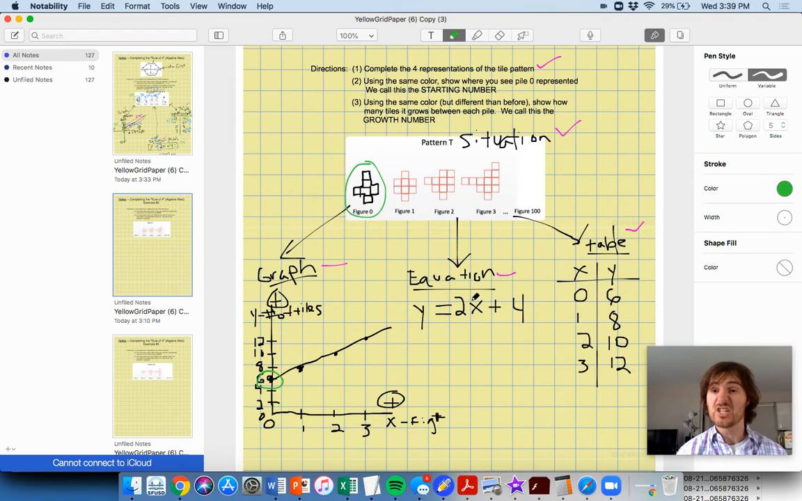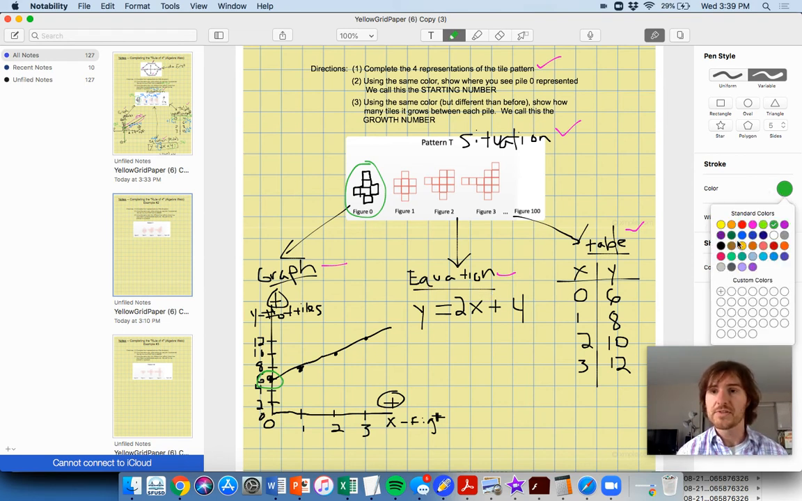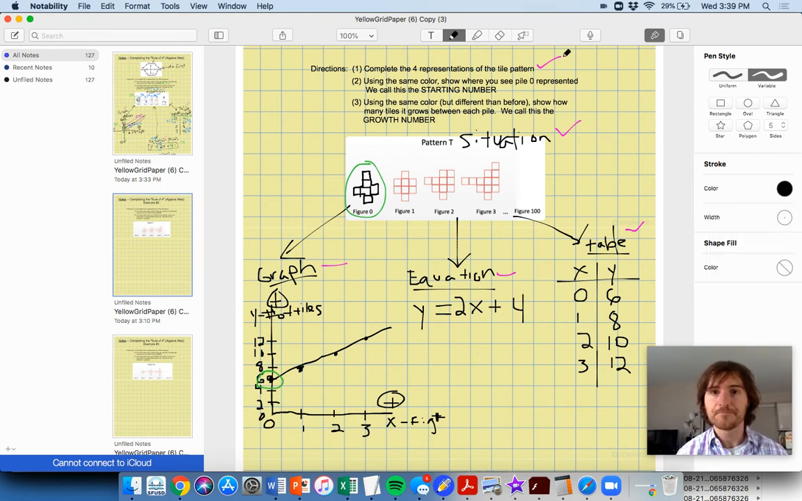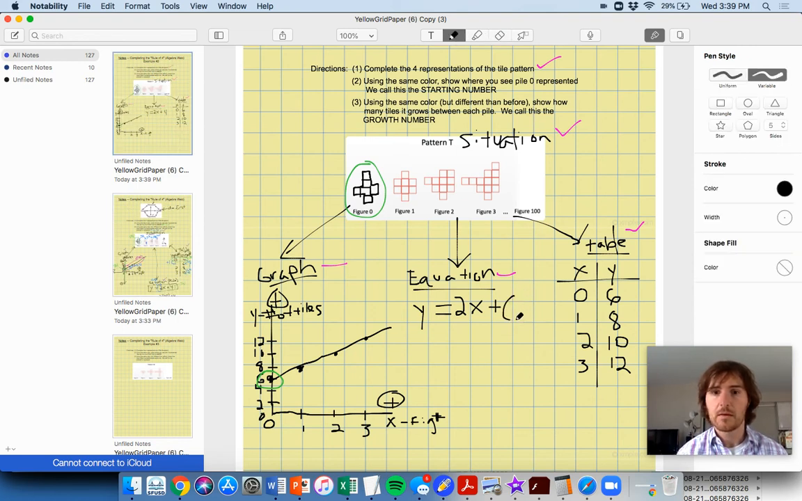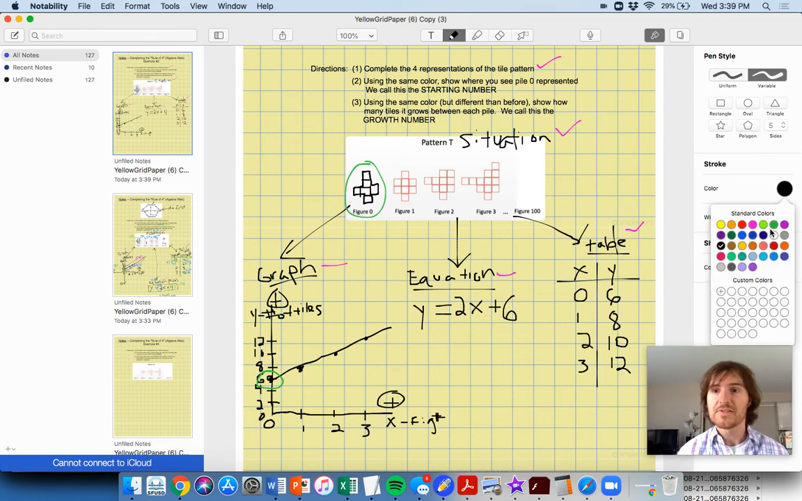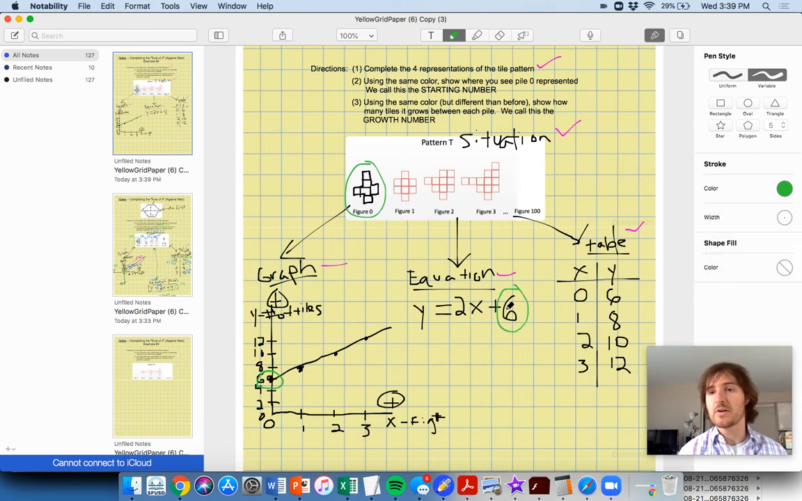Where is it in the equation? Well, our starting number is 6. Oops, I wrote this incorrectly up here. This equation should not be 4 right here. It should be 6, because we had 6 tiles at figure 0 here. So my starting number here is 6, right there. So the starting number always appears there for a linear equation, an equation for a line, right? And that's when change is consistent. We'll have our starting number there.